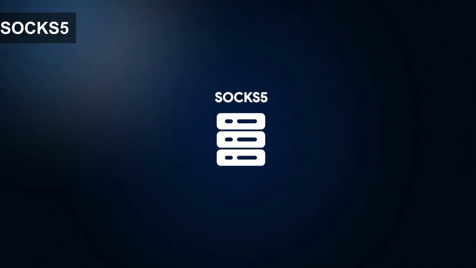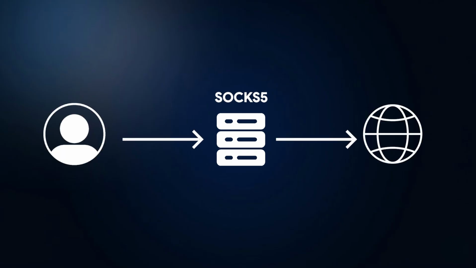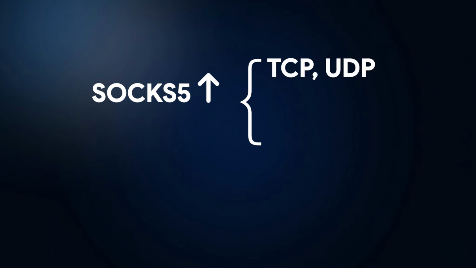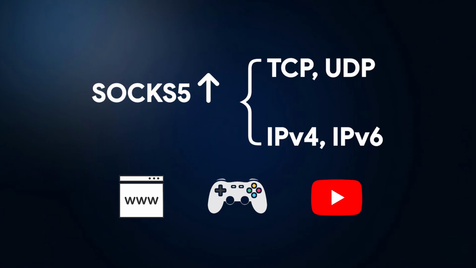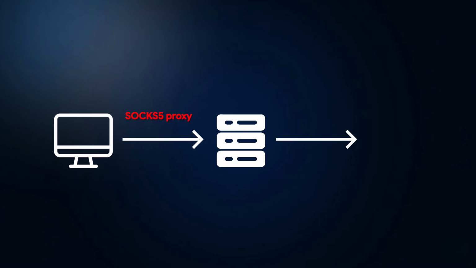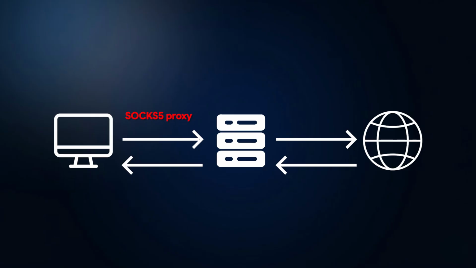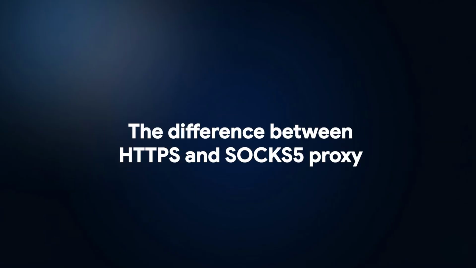Now, let's talk about SOCKS5. SOCKS5 is a proxy protocol that transfers data between you and a server through an intermediary server. It is the latest version of the SOCKS protocol, supporting multiple types of connections and working with both IPv4 and IPv6 addresses. Because of this flexibility, SOCKS5 can be used for many purposes, such as web browsing, gaming, or running various applications. When using a SOCKS5 proxy, data from your device is sent to the proxy server first. The proxy then connects to the destination server on your behalf and relays data back and forth between the two sides.